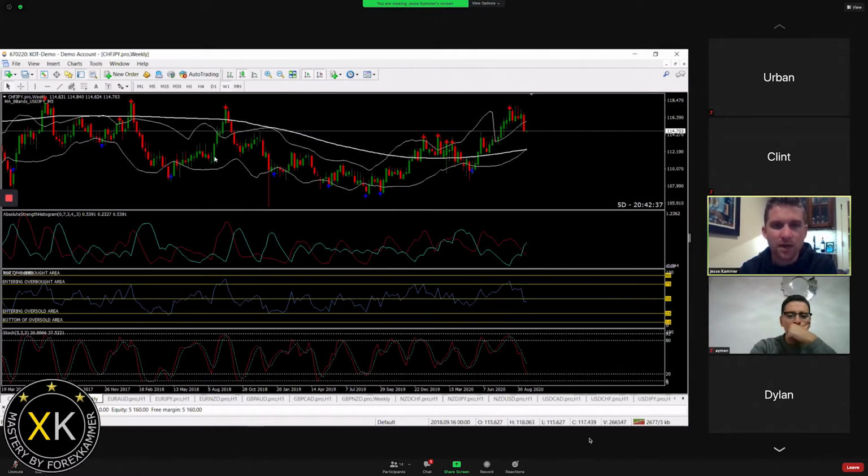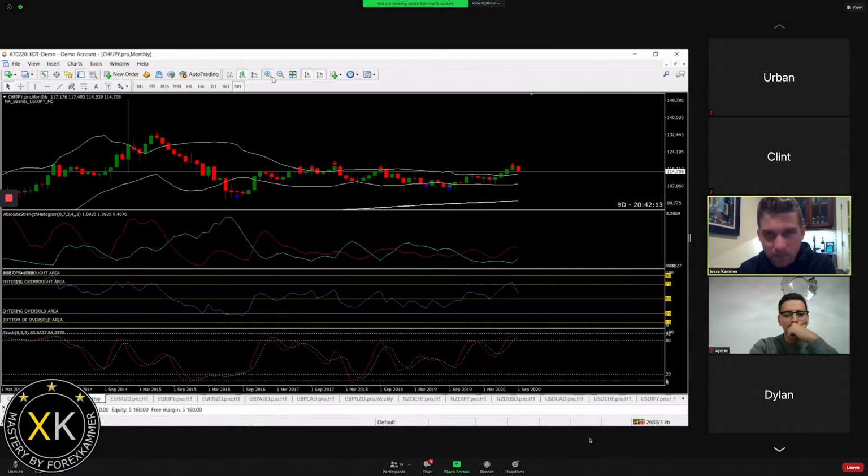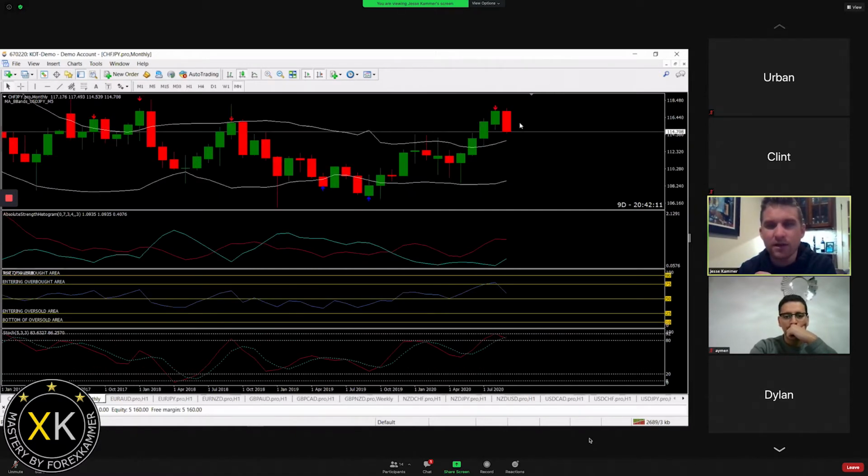A vast majority of the time, we do see some of these runs where we do get several weeks in a row of that trend continuing. So it definitely could happen. I'm not saying it's not, but the chances of it happening are less than it not happening. When we're looking at that monthly time frame, this one's actually looking very, very nice, right?